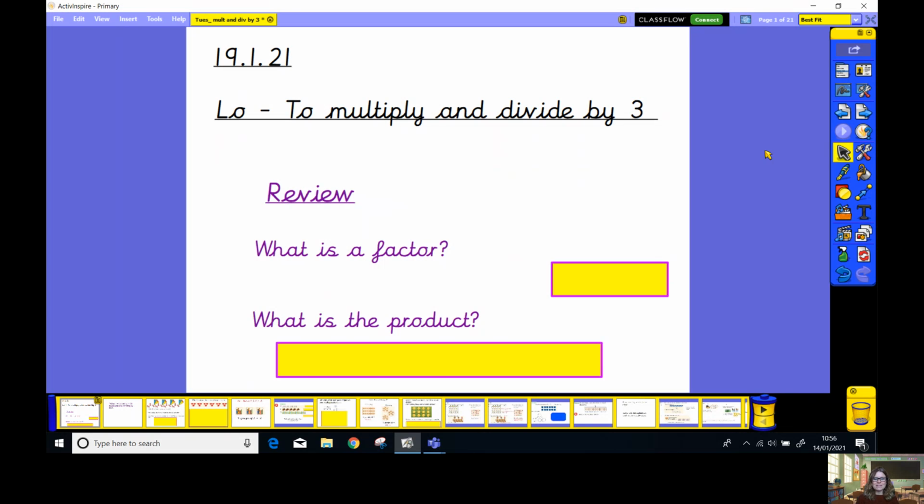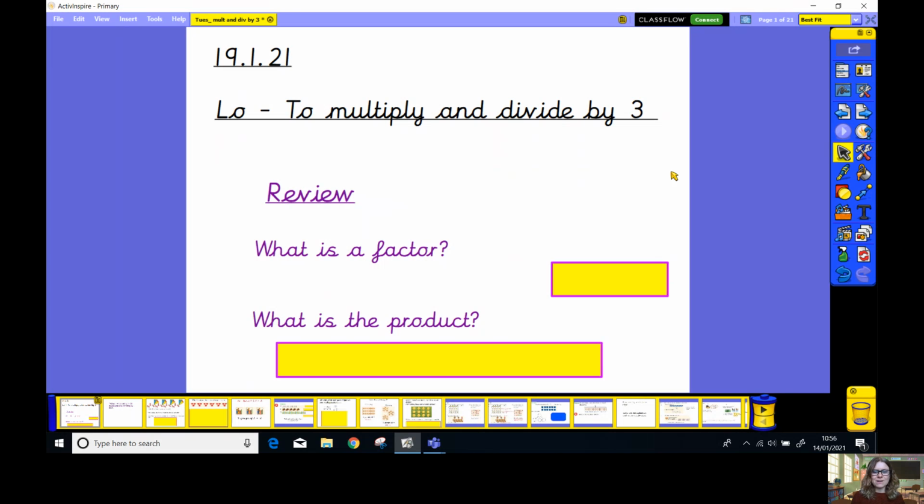Two questions. Now you remember yesterday we were multiplying by 0 and multiplying by 1, and I used the word factor and product in my lesson. I'd like you to remind me what that means. So could you write down a definition of what a factor is and what a product is? Pause the video and have a go at that now.